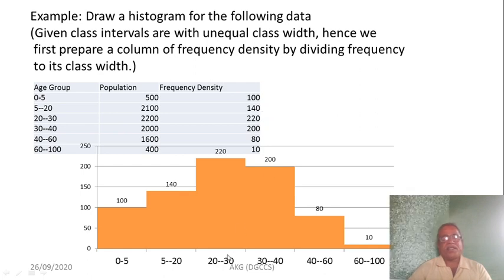Similarly 20 to 30, take a proper scale for the width of the next rectangle, and construct the next rectangle by taking the height as 220, and repeat this procedure up to the last class. Such a presentation is called a histogram.